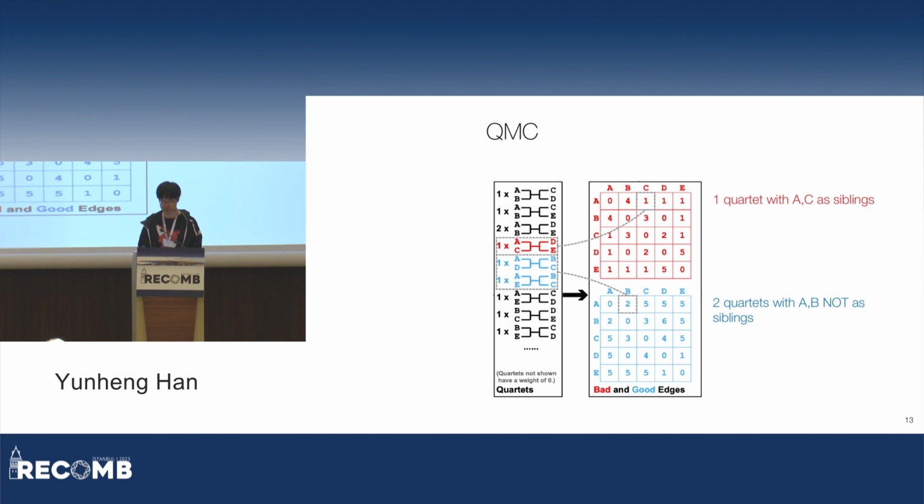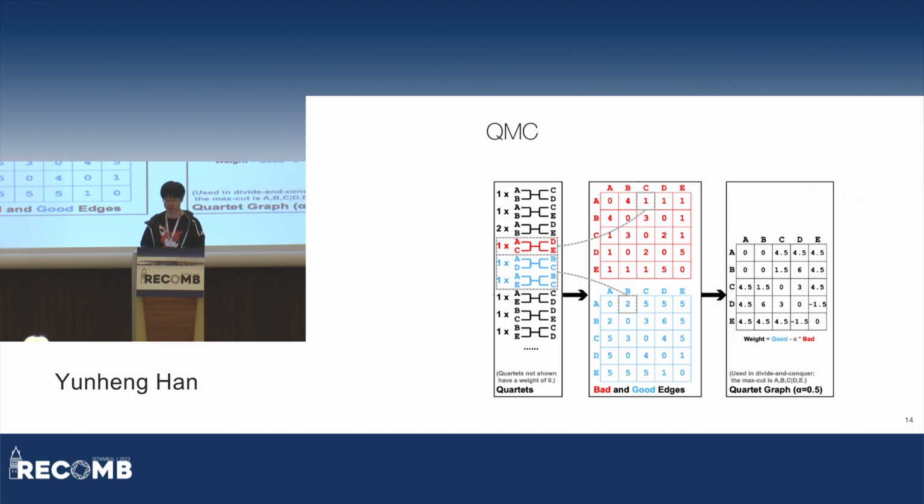Taking this figure as an example, we find that the number of the bad edges between A and C is 1 because there's only one quartet in which A and C are siblings. On the other hand, the number of the good edges between A and B is 2 because there are exactly 2 quartets in which A and B are not siblings.